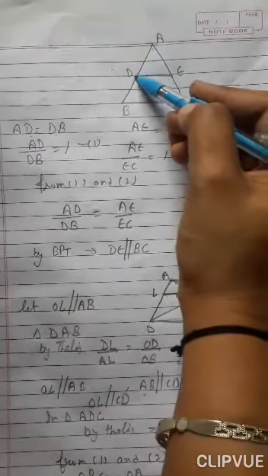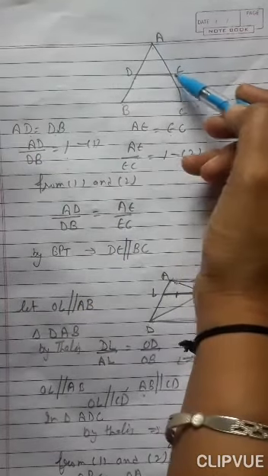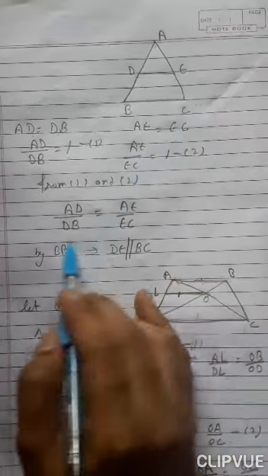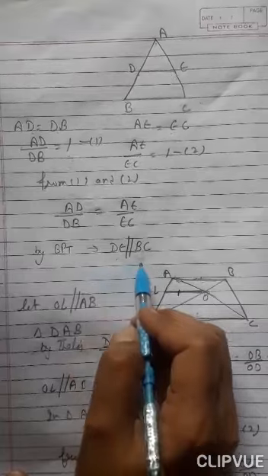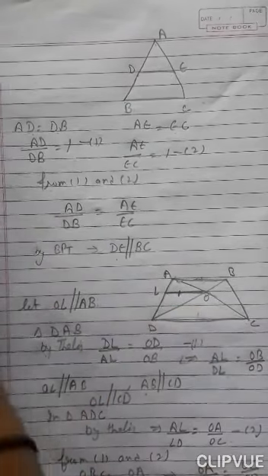Now check AD over DB, AE over EC. So it satisfies Thales. It means DE is parallel to BC. Okay. Now the next statement.